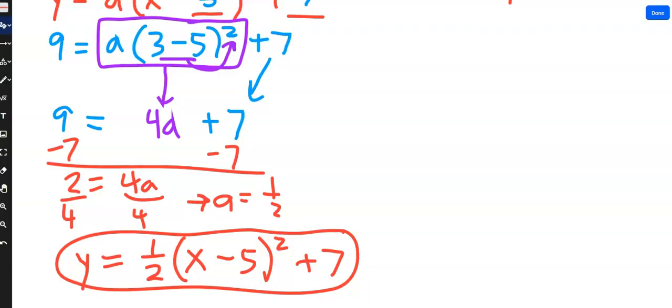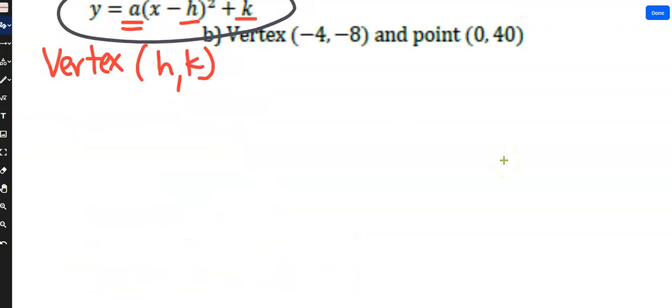There will be times when we graph these things and you'll be able to tell that a value without having to solve. You'll be able to tell it straight from the graph. Okay, so part B here, we got another one. We don't know what a is. We're going to figure that out here.